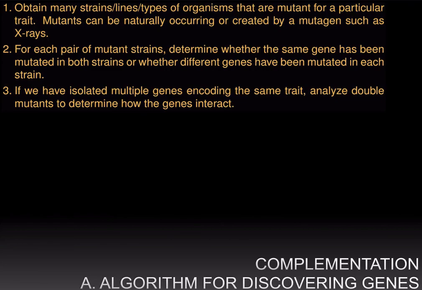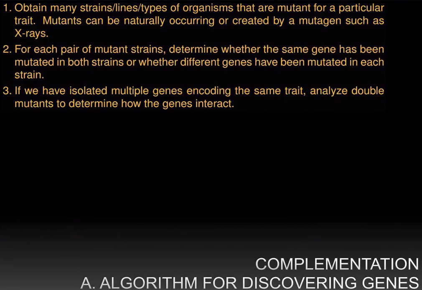Once you have established different strains or lines that are mutant for the same trait, then the next goal is to determine whether, if you pick two lines, it is the same gene that has been mutated in both the lines, or whether two different genes have been mutated in those lines. And once you have determined whether it's the same gene, so two alleles of the same gene, or whether it's different genes, then you can work out how those genes interact by analyzing double mutants.